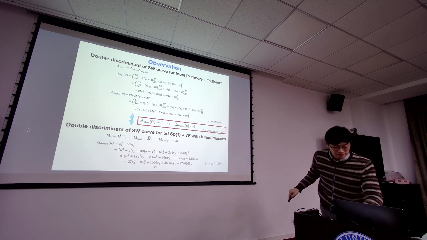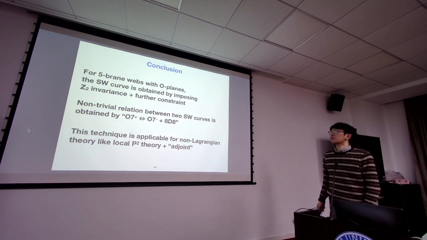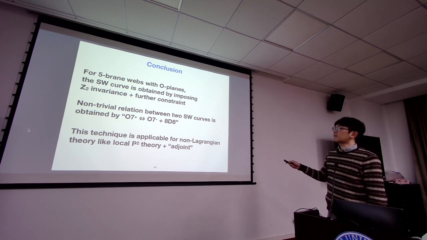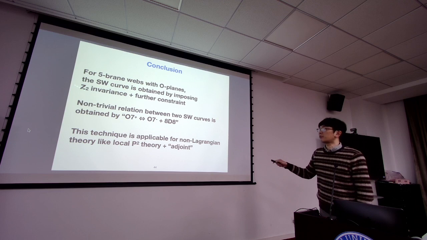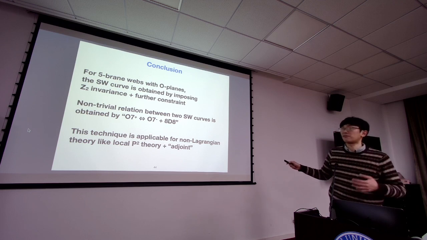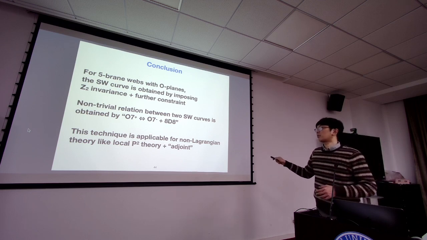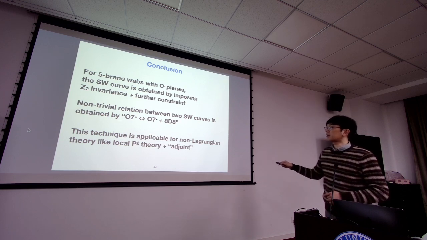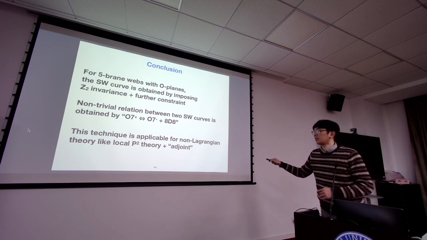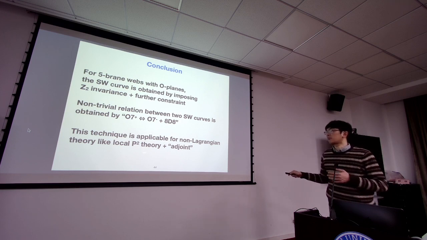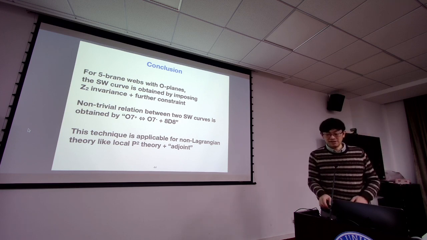But anyway, this agreement of the solutions of the double discriminant equal to 0 indicates that these two Seiberg-Witten curves are equivalent. So the conclusion is that for brane webs with O-planes, the Seiberg-Witten curve is obtained by imposing Z2 invariance plus a further constraint, and this further constraint plays a key role, especially when we consider the SP(N) theory, or O7-, and a non-trivial relation between two Seiberg-Witten curves is obtained by this relation, and this technique is applicable to non-Lagrangian theories like local P2 plus adjoint and so on. Yeah, so thank you very much.